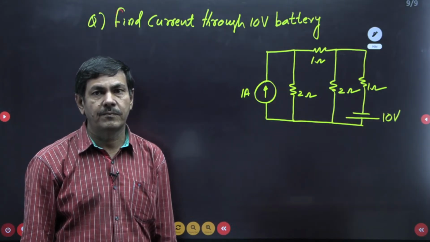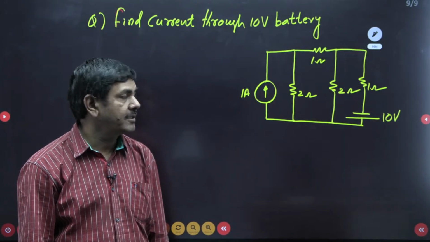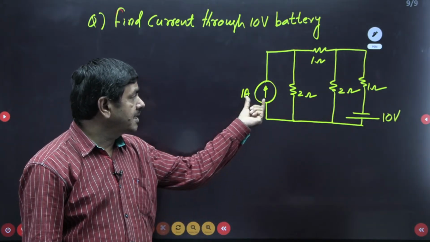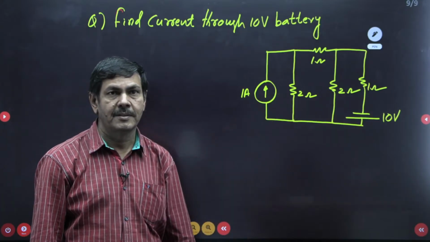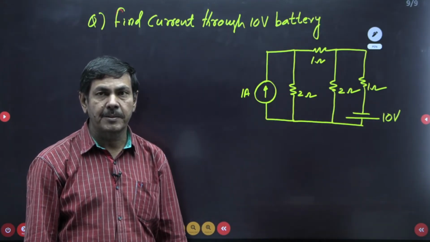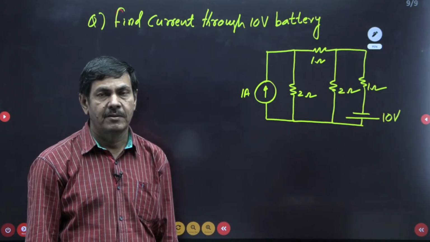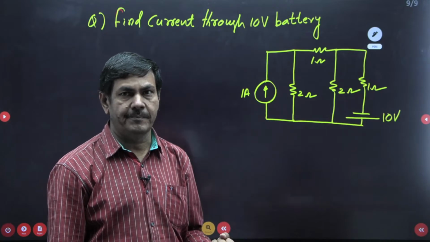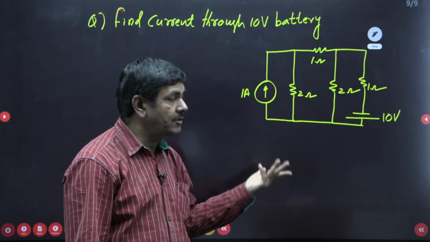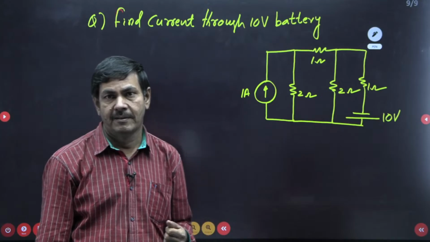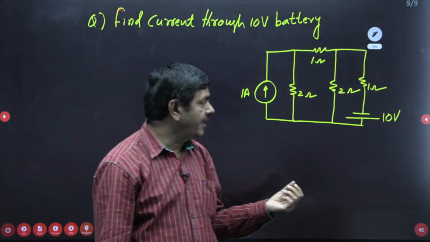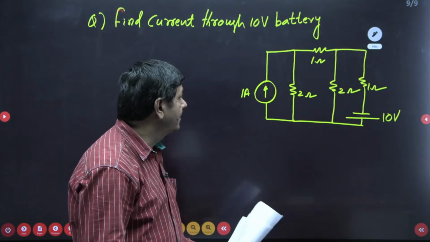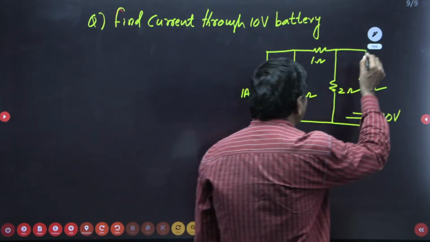What way can we find the current through the 10 volts battery? In the problem you check, the current source is connected parallel to the 2 ohm, so source transformation is applicable. Once you apply the source transformation, you can simplify the network. After simplifying, you can apply mesh analysis, and by using mesh analysis you can find the current passing through the 10 volts very easily. I will draw the equivalent circuit again here.